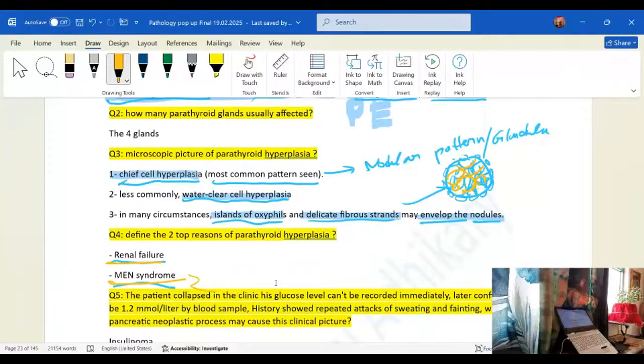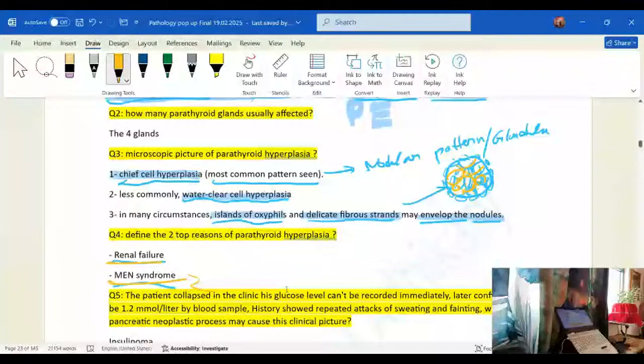Define the two top causes of parathyroid hyperplasia. One is renal failure. Another one is MEN syndrome. Renal failure and MEN syndrome.